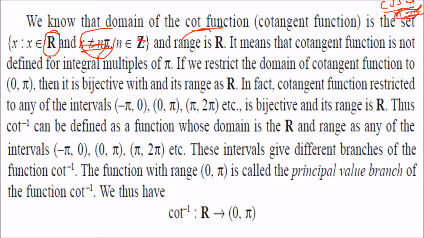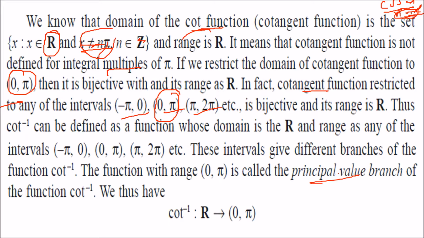So what we'll do is restrict the domain of cotangent to 0 to pi, because we cannot take the whole cot function. That will not be one-one and onto. For it to be bijective and to actually get the cot inverse, we will restrict the domain to be 0 to pi. In fact, the cotangent function can be taken on any of these intervals, but we'll restrict to this. We'll call it the principal value branch.